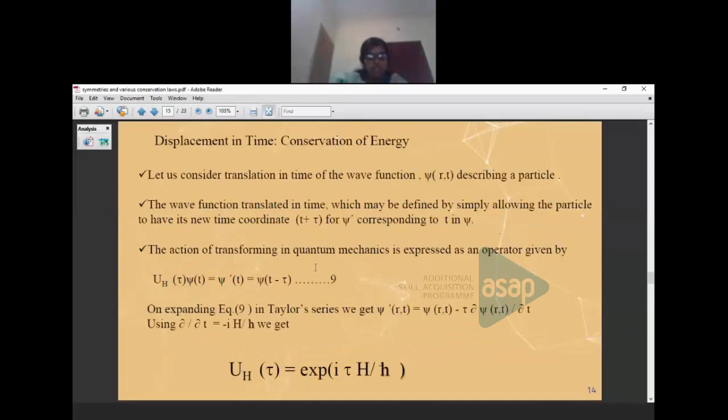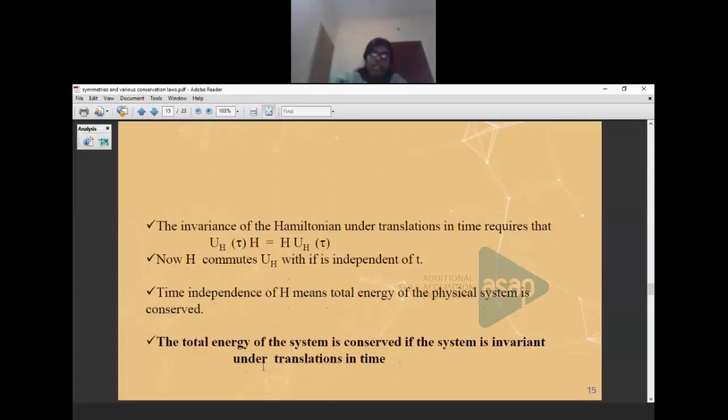I hope you get through this. You derive here, go back, prove this. If it is proven, this is only valid when H commutes with U, and if H is independent of t. When H is time independent, that itself means the total energy of the physical system is conserved. So finally, the conclusion we will make: total energy of the system is conserved if the system is invariant under translation in time. Now let us move forward.